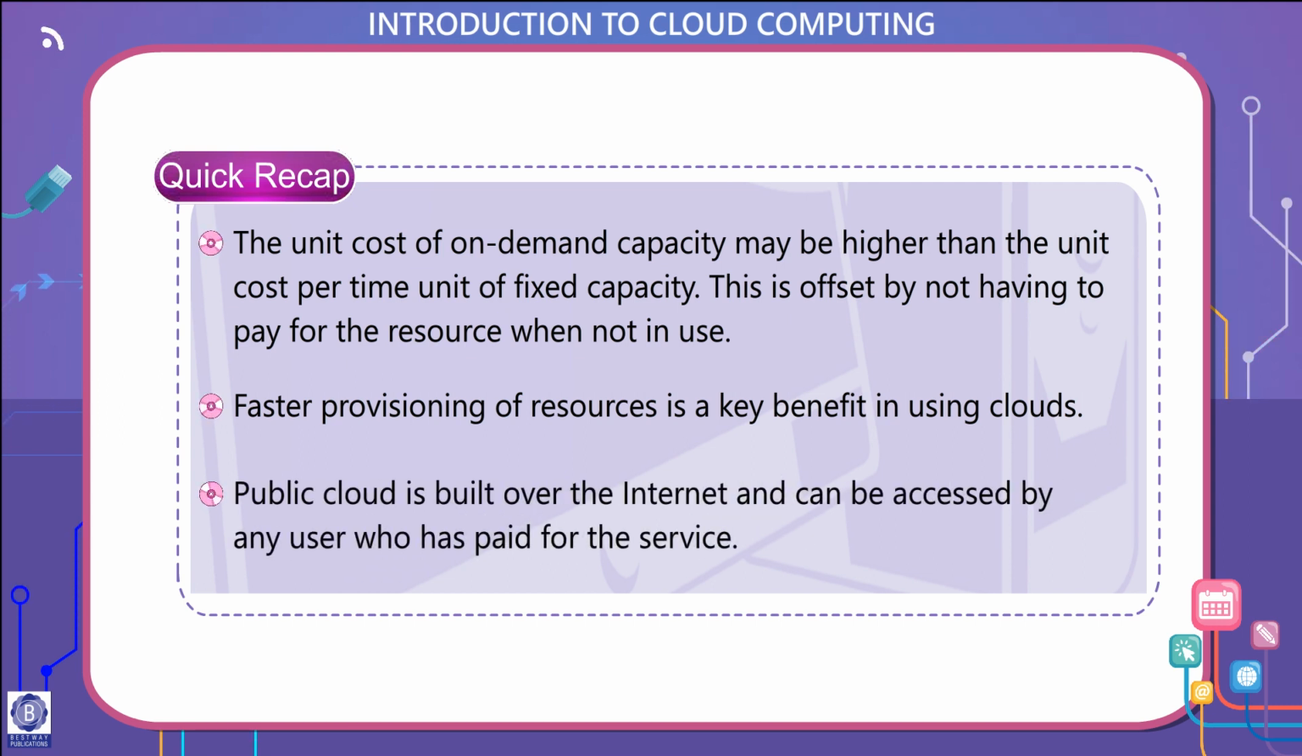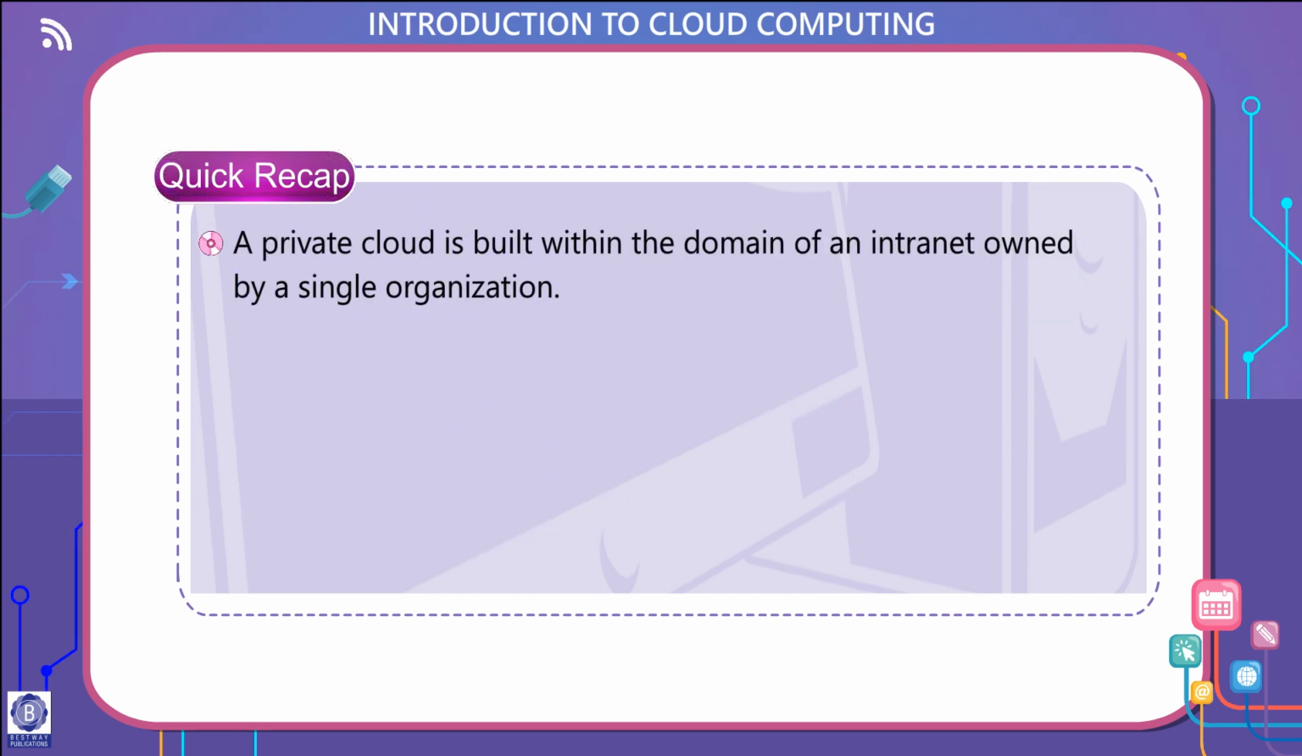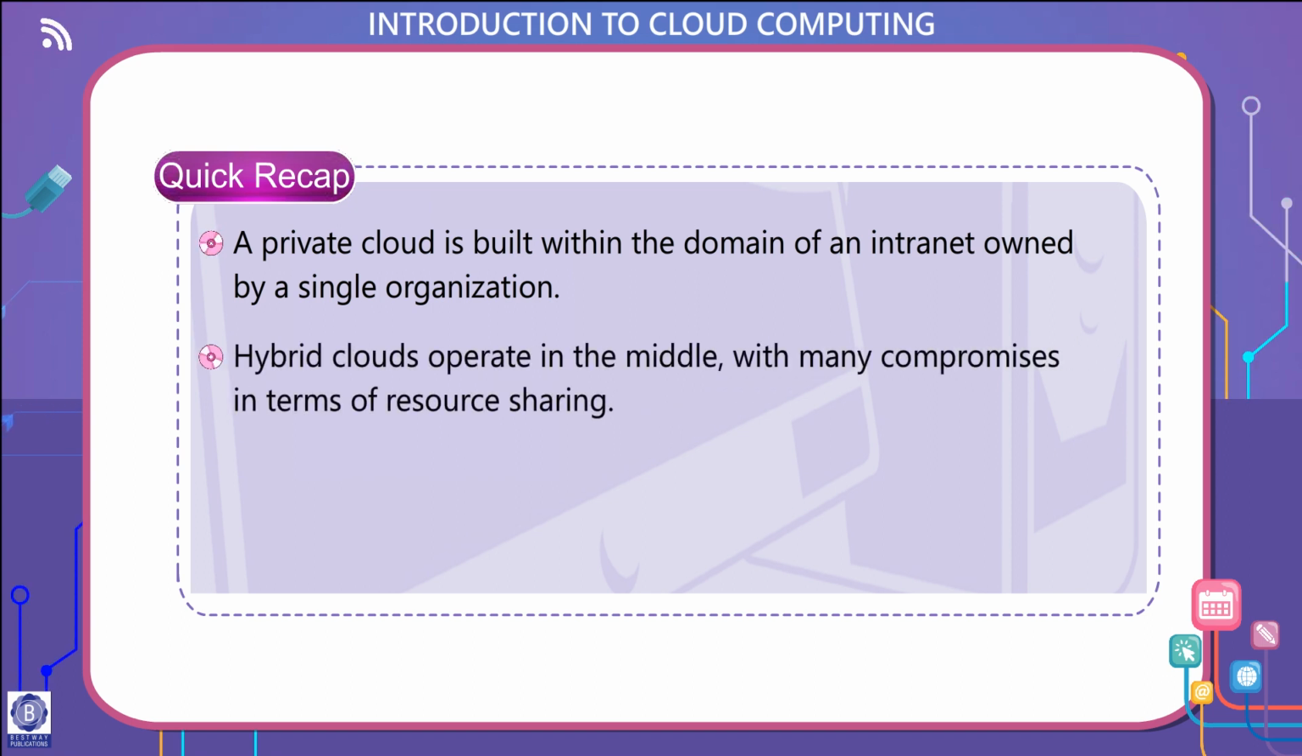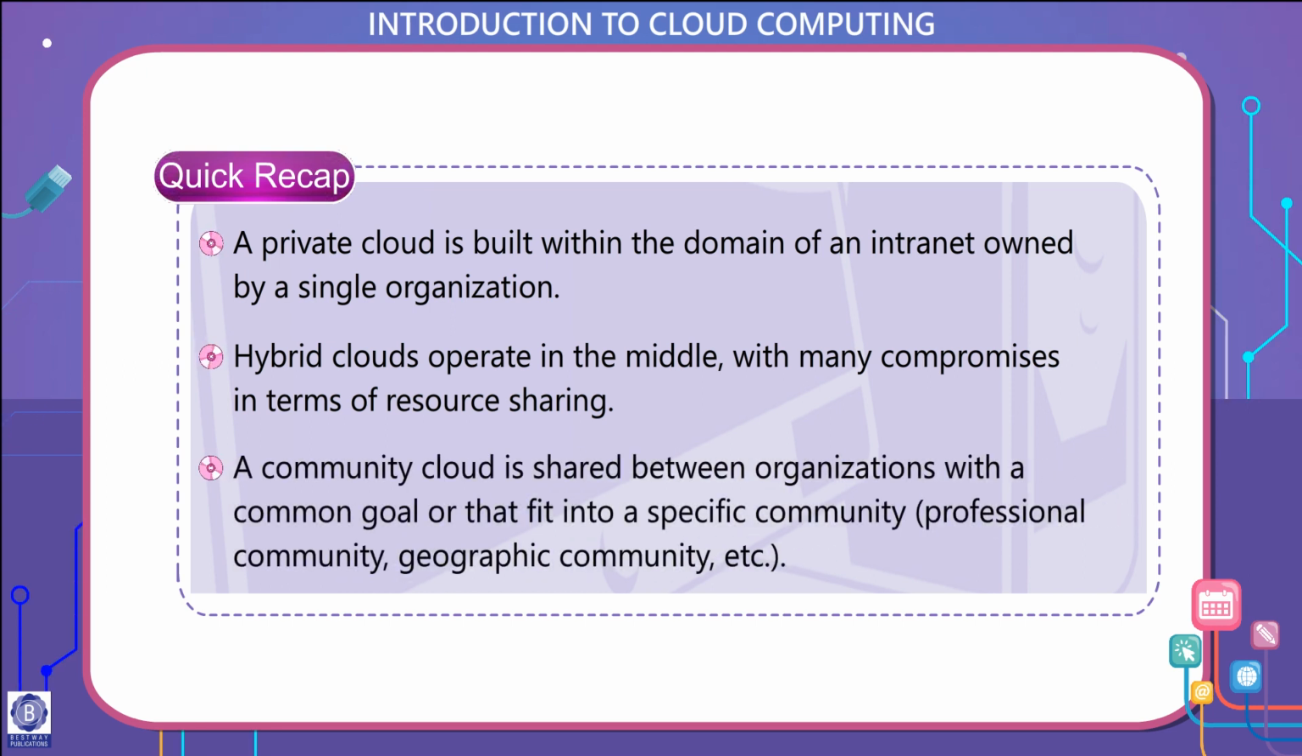Public cloud is built over the internet and can be accessed by any user who has paid for the service. A private cloud is built within the domain of an intranet owned by a single organization. Hybrid clouds operate in the middle with many compromises in terms of resource sharing. A community cloud is shared between organizations with a common goal or that fit into a specific community, professional community, geographic community, etc.